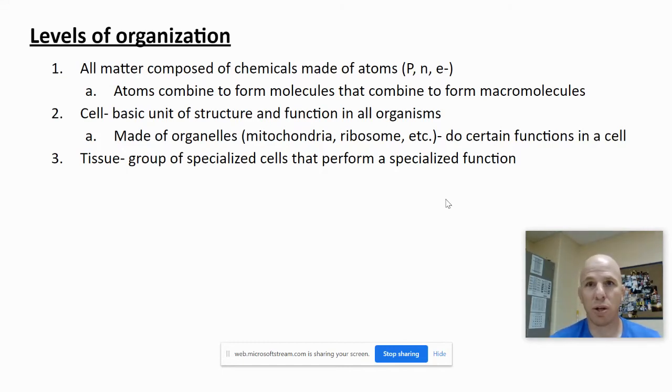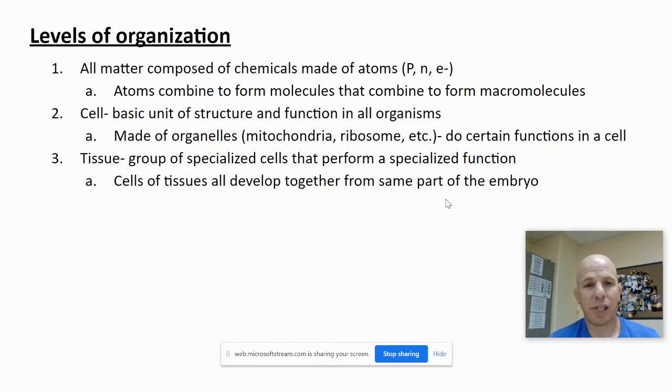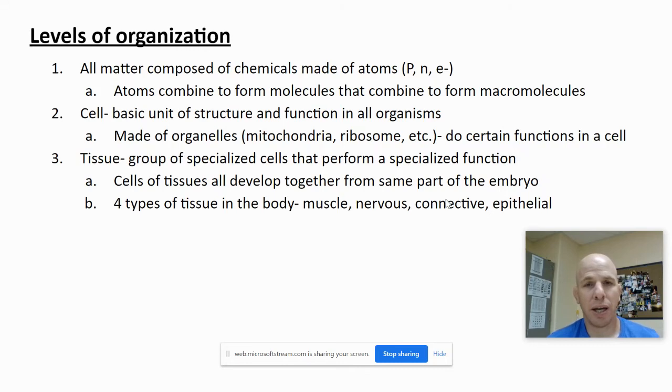Cells make up tissue. These are groups of specialized cells with a specialized function. In our body, we have 4 different tissue types, and there they are. Muscle, so that's probably an easy one to know. Nervous tissue, that'd be our brain and spinal cord. Connective tissue, that'd be ligaments, tendons, cartilage, bones. Blood is actually a connective tissue. And then epithelial tissue, that's kind of the harder one for people to understand, but epithelial tissue would be like the outer layer of your skin.